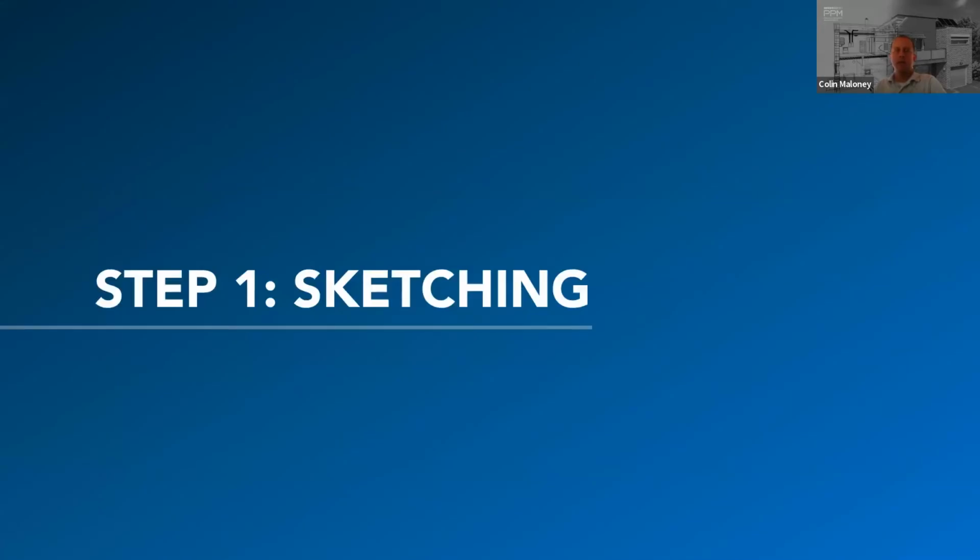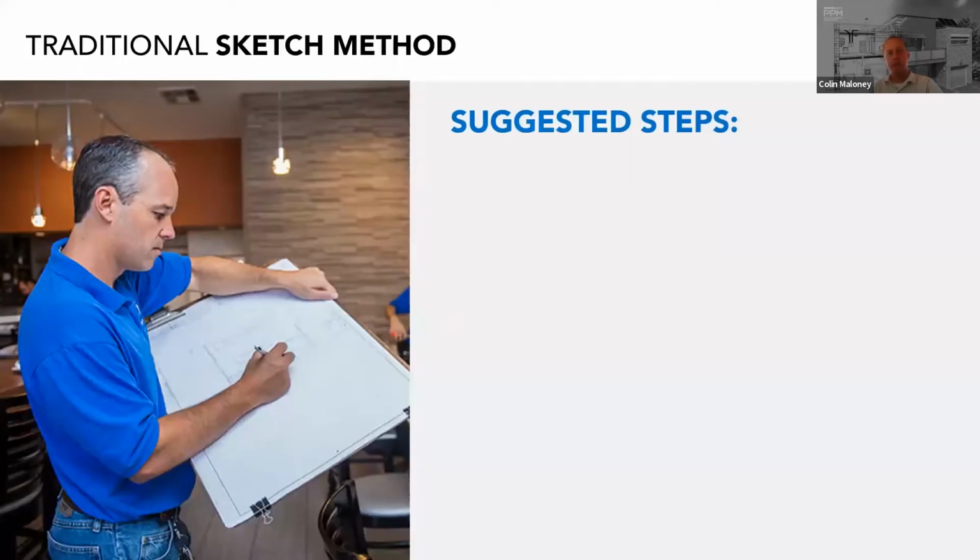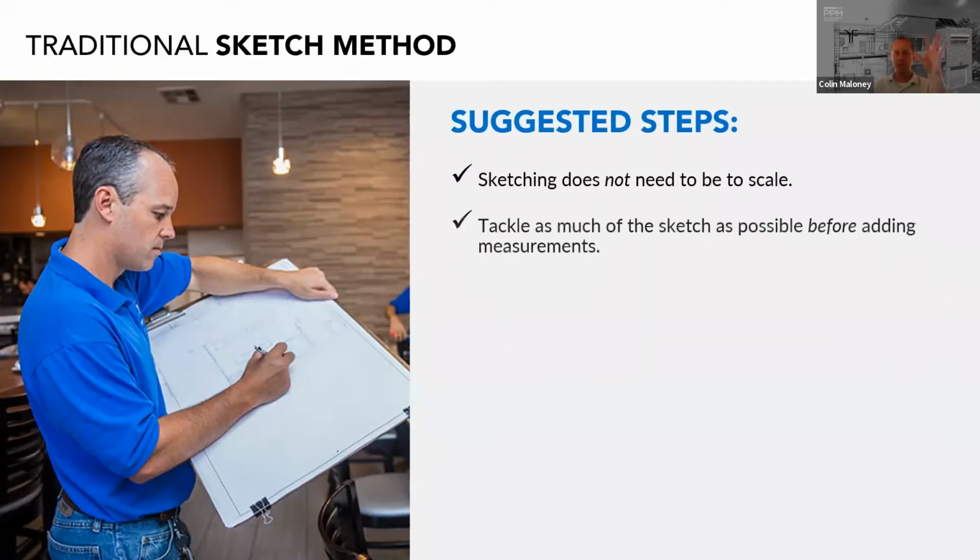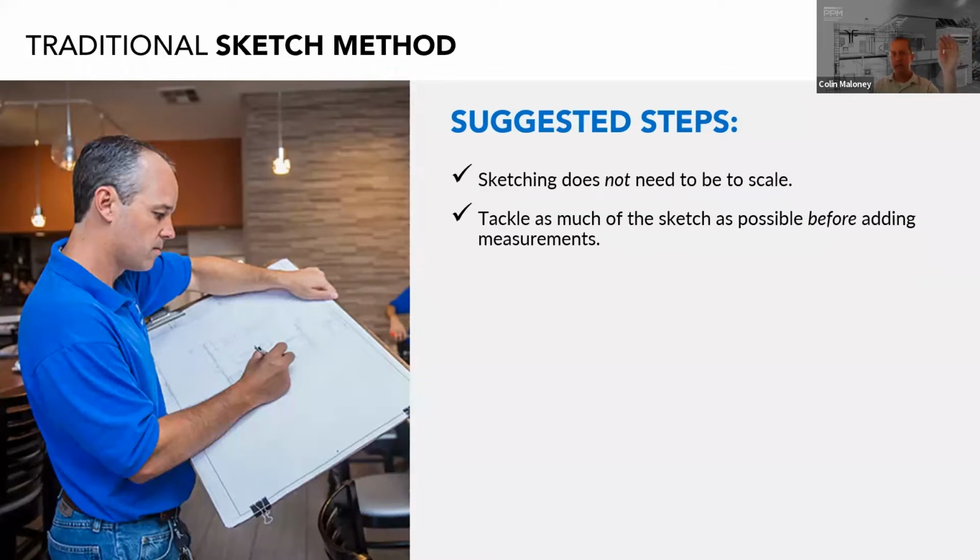We're going to talk about traditional methods, and we'll start with an as-built production method that's near and dear to my heart, sketching. Believe it or not, I miss it. So here's how you might sketch. Remember that sketching does not need to be to scale. All you need to do is make sure that there's room to write all the measurements you need and that it is visually easy enough to follow when you're back in the office.